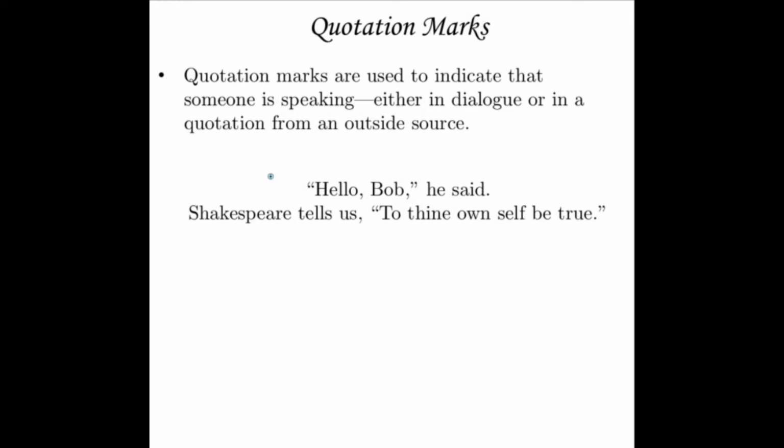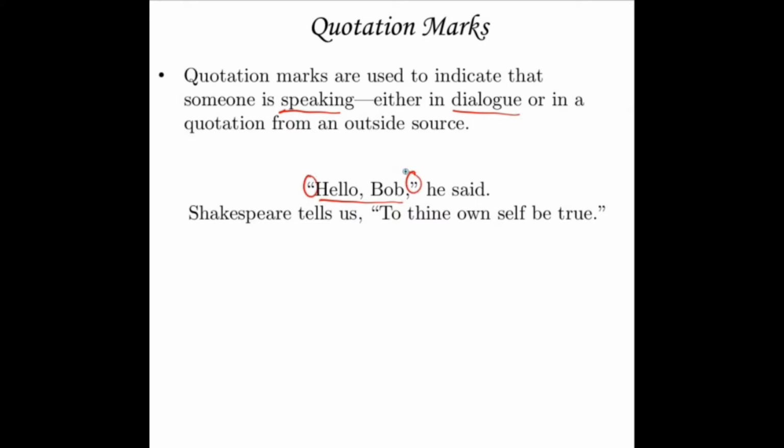All right. What are quotation marks? Quotation marks are used to indicate that someone is speaking, either in dialogue, such as in a story, or in a quotation from an outside source. So, for example, the first sentence we have here may have come out of a story. "Hello, Bob," he said, and we have these two sets of double quotation marks.